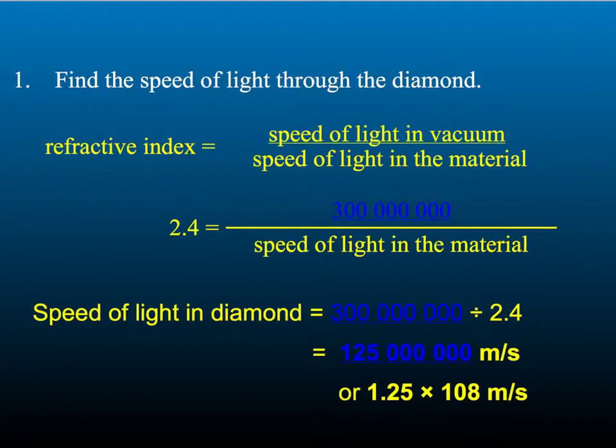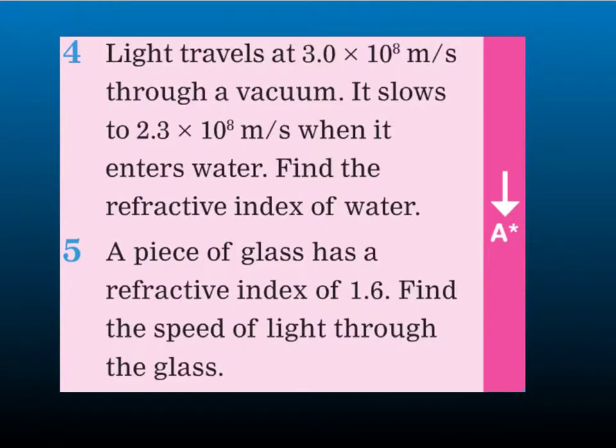And because the diamond is a denser material than the air, then on entering the diamond, the light ray should have been bent more towards the normal line. Now that we've done some examples, you can stop the video and have a go at using that equation even more.